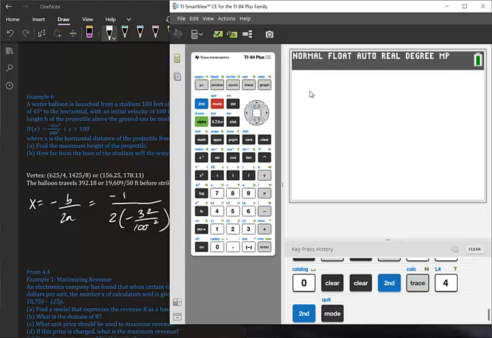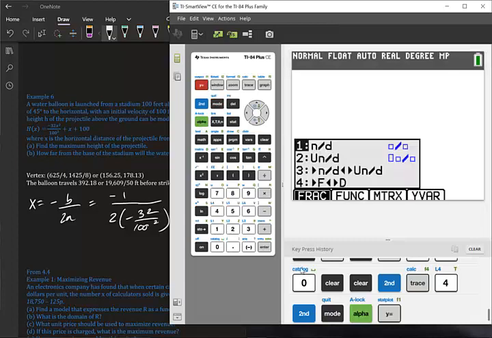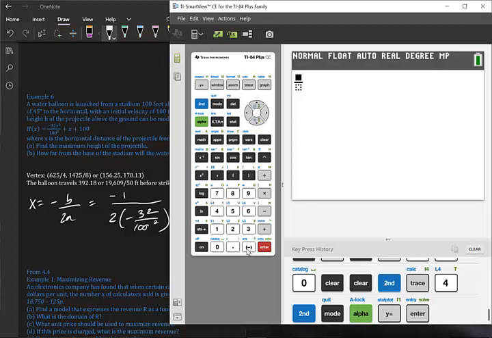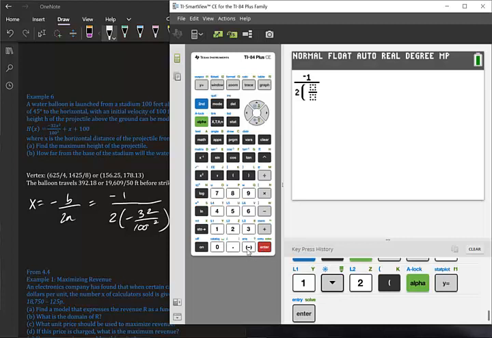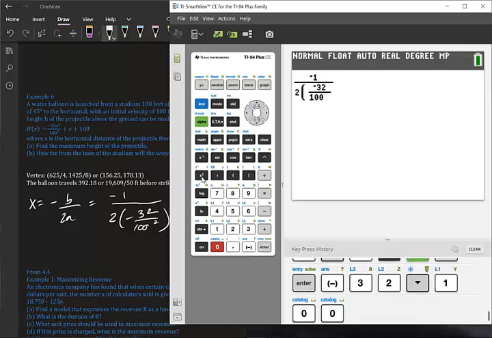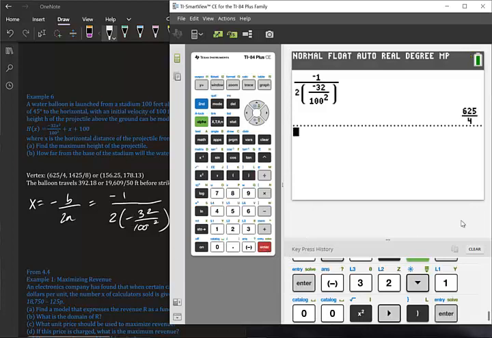So let's plug it in. We have a fraction, so alpha y equals enter. If you can't do that, give me a second. So we have negative 1 over 2 parentheses, another fraction, alpha y equals enter. Negative 32 over 100 squared. See how it looks exactly how it is on the paper? Press enter. If you get a decimal, I'll show you what to do. All right, so what if you don't have a fancy new calculator?